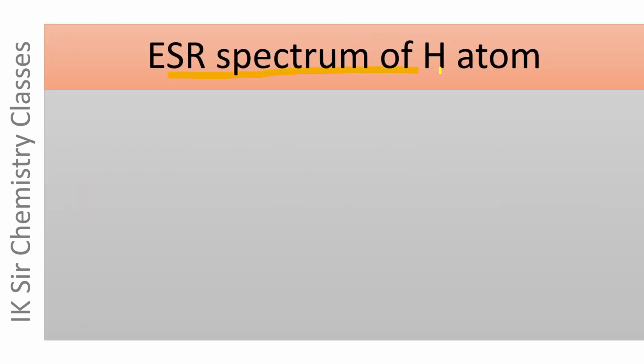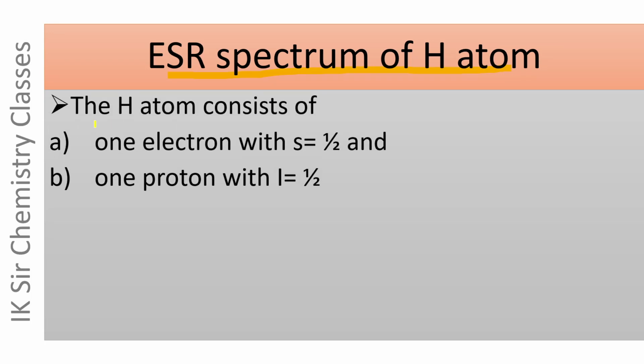ESR spectrum of hydrogen atom. The hydrogen atom consists of one electron with S equals half, a spin quantum number equal to half, and one proton with nuclear spin also half. The hydrogen atom consists of one proton with nuclear spin half and one electron which also has a spin angular momentum quantum number equal to half.